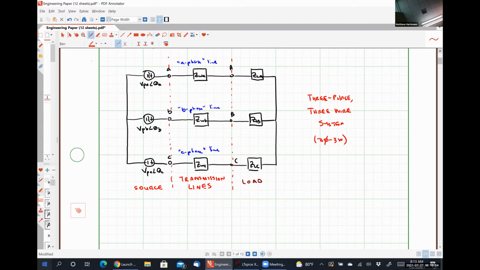Excuse me. And so we can see that from a distribution perspective, being able to transmit more power using less wires is a very cost-effective approach, which is why three-phase power distribution is used in pretty much every aspect of the industrialized world.